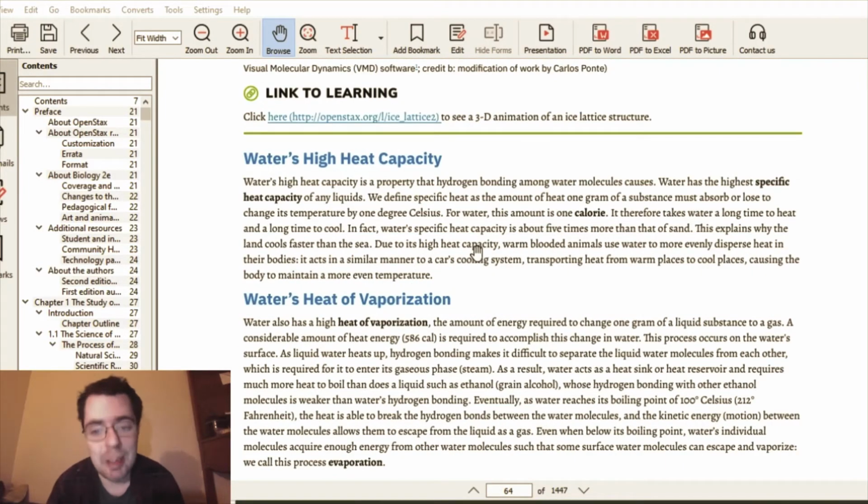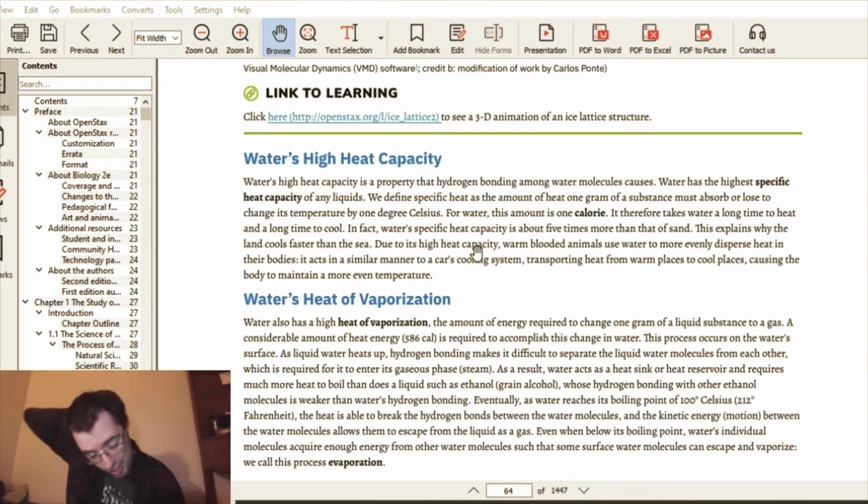Water's high heat capacity is a property that hydrogen bonding among water molecules causes. Water has the highest specific heat of any liquid. We define specific heat as the amount of heat 1 gram of a substance must absorb or lose to change its temperature by 1 degree Celsius. For water, this amount is 1 calorie, which is what defines the calorie.